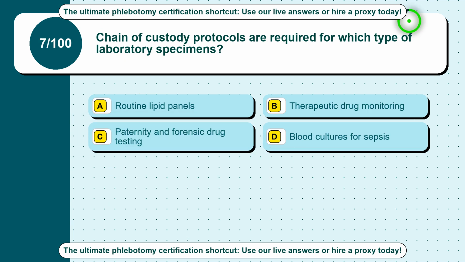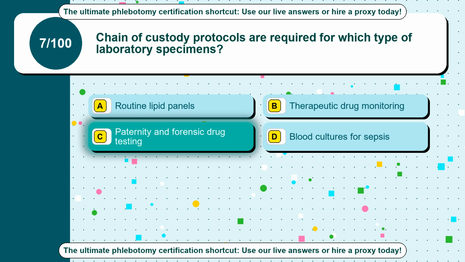Question 7. Chain of custody protocols are required for which type of laboratory specimens? Option A. Routine lipid panels. Option B. Therapeutic drug monitoring. Option C. Paternity and forensic drug testing. Option D. Blood cultures for sepsis. The correct answer is option C.